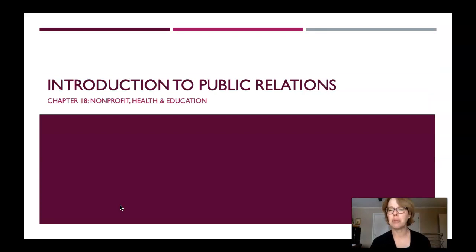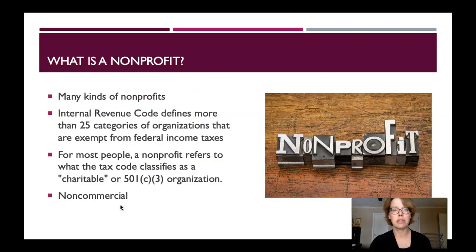So that's a little bit about government. Next, we're going to move to nonprofit. Most of my experience as a PR person has been with nonprofits. There's many kinds of nonprofits.